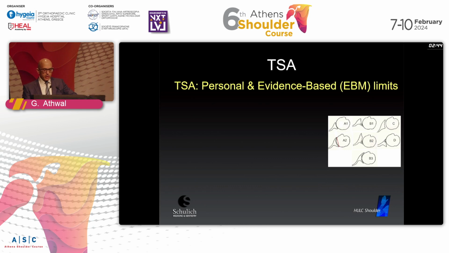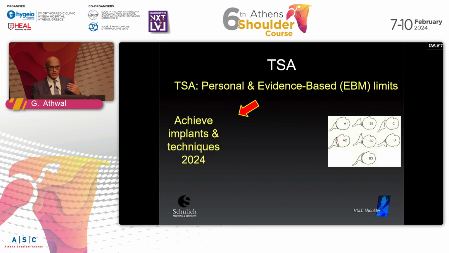So when you're thinking about anatomic total shoulder arthroplasty, there are certainly evidence-based guidelines and there's also personal thoughts, and you kind of mix those together, and then you're going to have these limits of what you're willing to accept when you do an anatomic total shoulder arthroplasty. So for me, if I can accept my limitations with the implants and techniques that I have available in 2024, I will do an anatomic total shoulder arthroplasty. If I cannot obtain those threshold values in those patients, I'll do a reverse shoulder replacement.